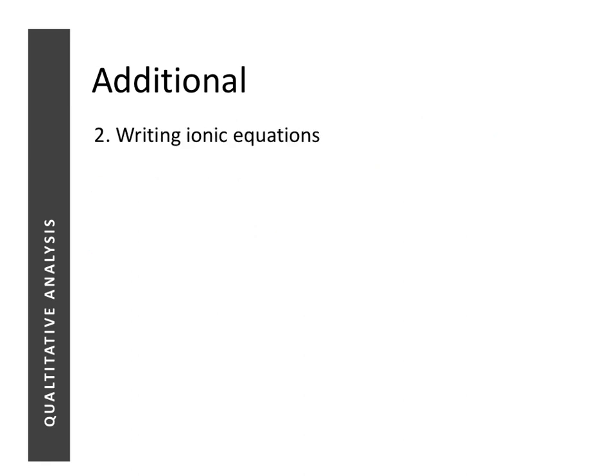Now, one last thing that I'll go through for qualitative analysis is the writing of ionic equations. Why? Because it's often paired with qualitative analysis. If you think about the test for cations, anions, and gases, many of them produce precipitates. For example, in the test for iron(III) ions, when you add sodium hydroxide, you will get a reddish brown precipitate. And the reddish brown precipitate is your iron(III) hydroxide.